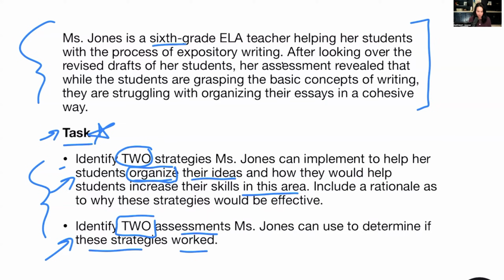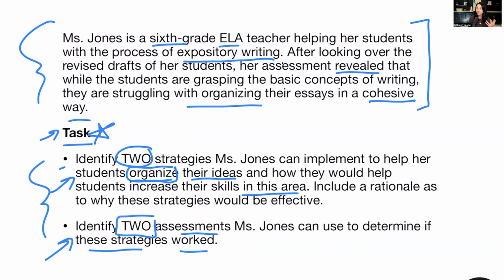Ms. Jones is a 6th grade ELA teacher helping her students with the process of expository writing. After looking over the revised draft of her students, her assessment revealed that while the students are grasping the basic concepts of writing, they are struggling with organizing their essays in a cohesive way.